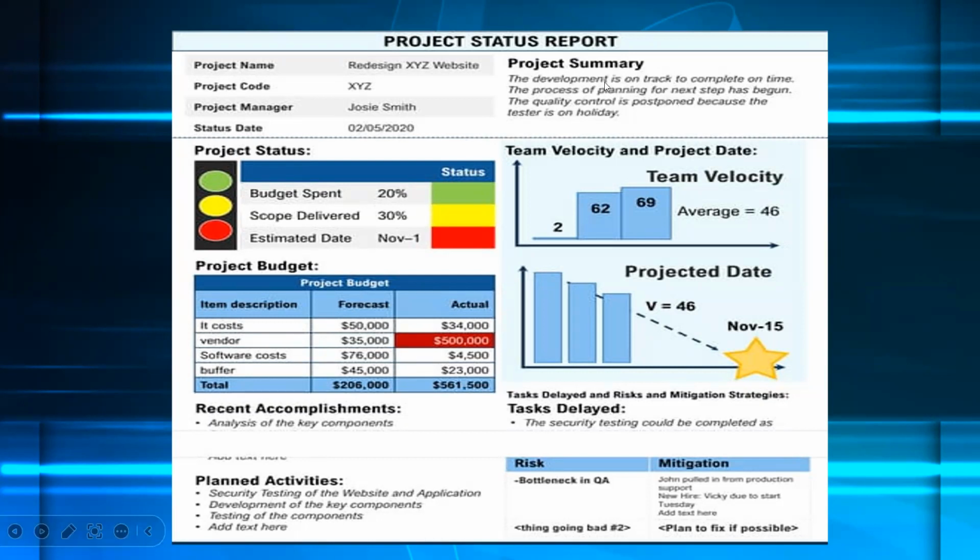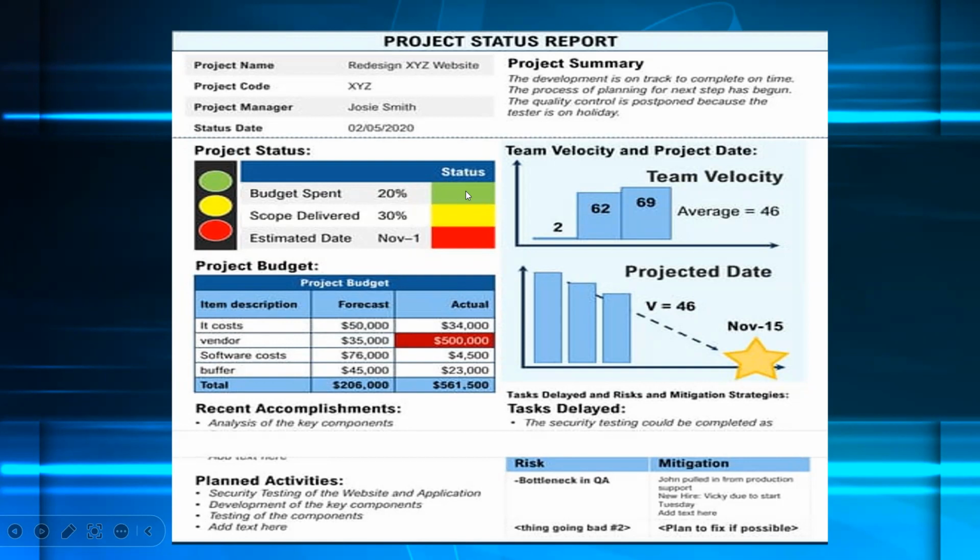You give them a summary of what the project is all about and what you're doing at that particular time. For this one, he's saying the development is on track to complete on time. The process of planning for the next step has begun. The quality control is postponed because the tester is on holiday. You see, it's giving them where we are right now. That is the summary of the project status, just giving that overview. And then over here, looking at the budget spent, it says 20% of the budget has been spent.